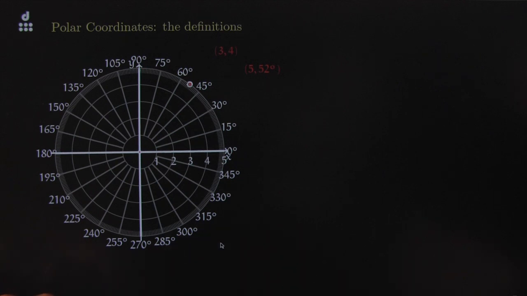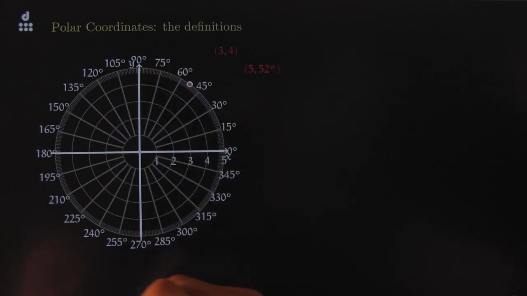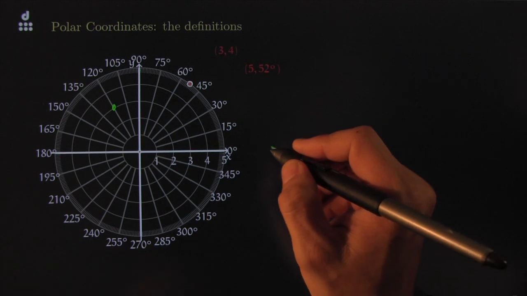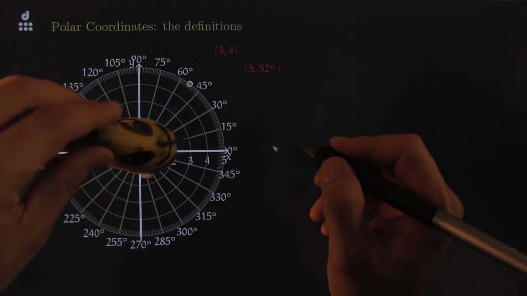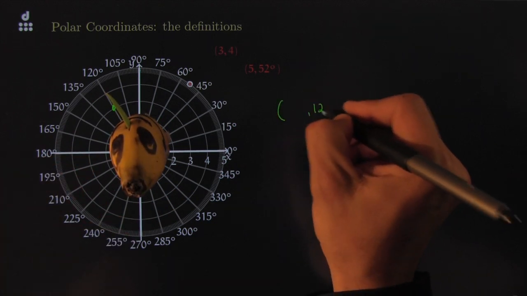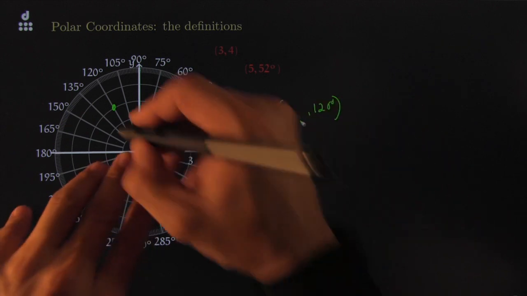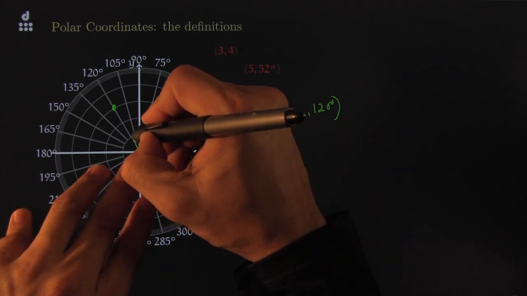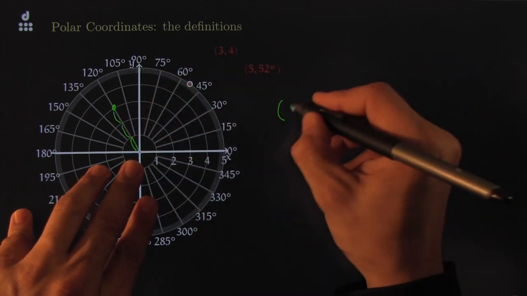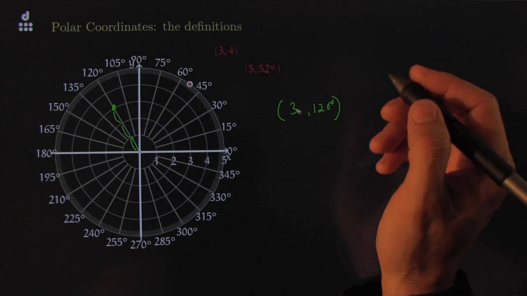Let's practice plotting some points, yeah? So take this point right here. How would you name that point? Using polar coordinates, the first thing you do is figure out which way you're looking. Oh, I'm looking that way, 120 degrees direction. Once you figure out which way you're looking, you figure out how far you are going in that direction. You're going 1 unit, 2 units, 3 units in the 120 degree direction. That's how you find the points.